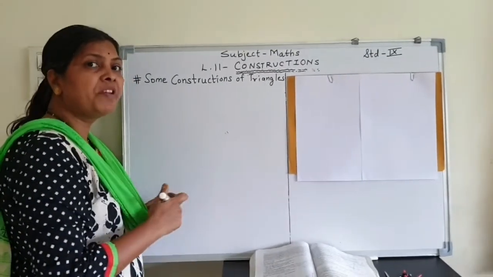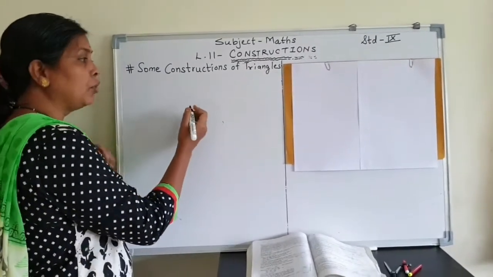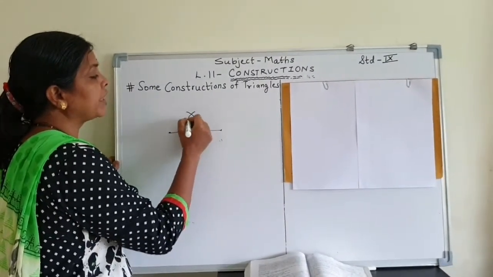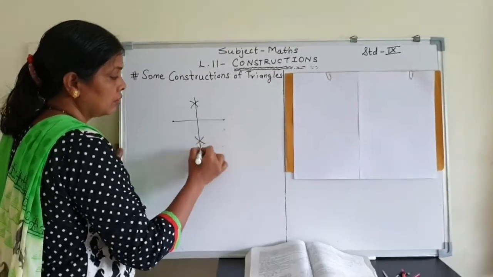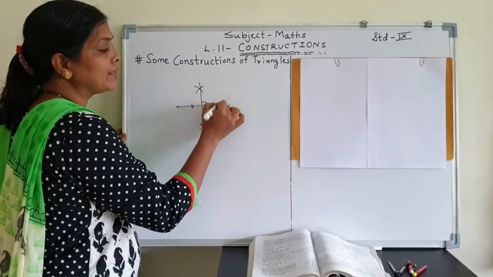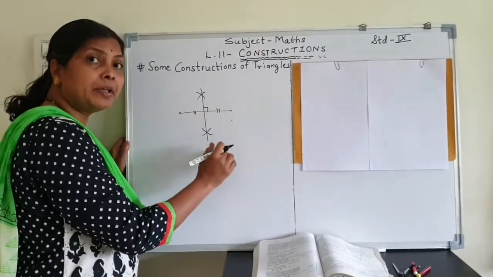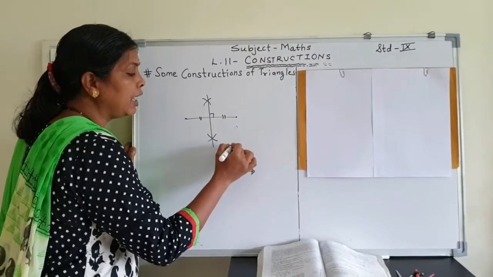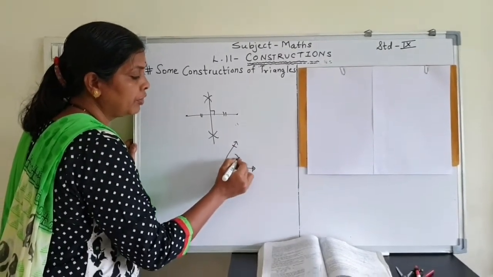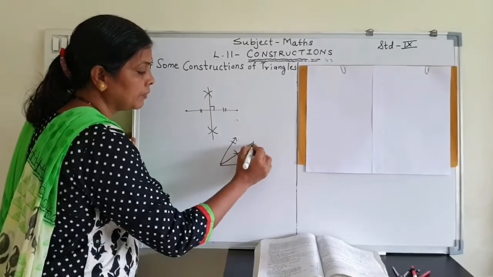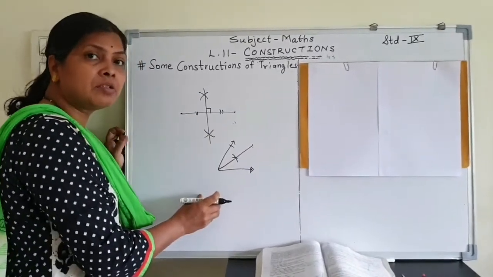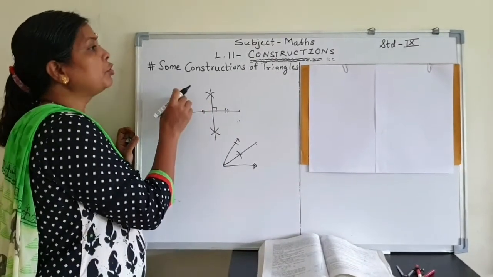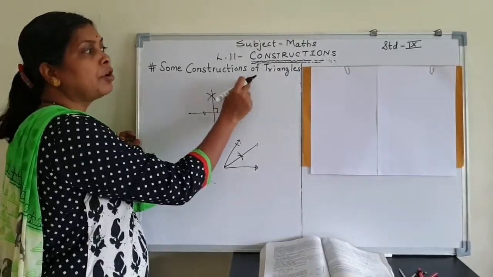Up till now, what we have seen is how to construct a perpendicular bisector of a given segment. So this is a perpendicular bisector of a given segment, as well as we have seen how to construct an angle bisector of a given angle, and some special angles you have seen how to draw. Now with the help of this, we are going to learn some constructions of triangles.